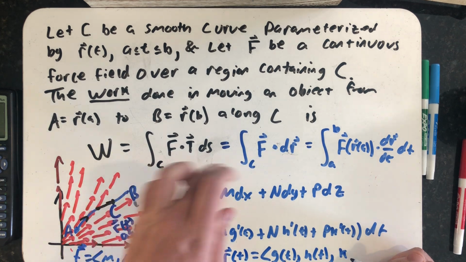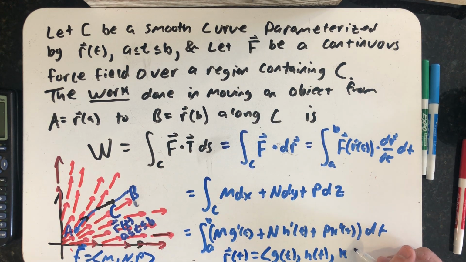All 1, 2, 3, 4, 5 of these are ways we could think about work being calculated, but they really are just all a path integral. In our next video, we're going to do an example where we calculate the work done in moving an object along a path through a vector field.